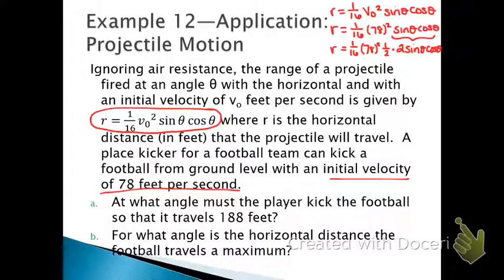All right, so I'm going to go ahead and combine these two fractions here to shorten my formula some. And so I get the formula that R is equal to 1 over 32 times 78 squared. And then that's 2 sine of theta cosine of theta, which was my double angle formula of sine of 2 theta. So this is a formula that I'm going to use to help me in my problems. So I'm going to move to the next slide here.